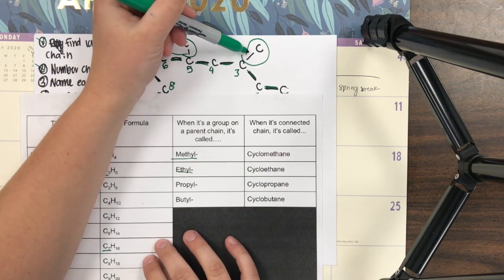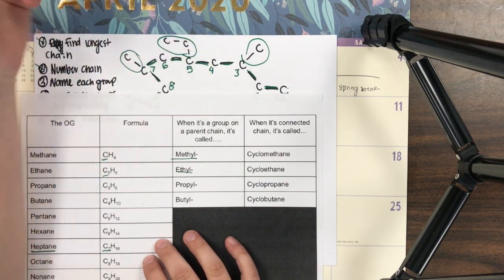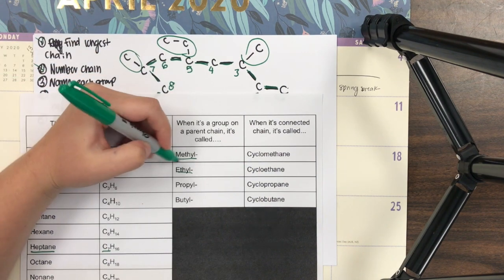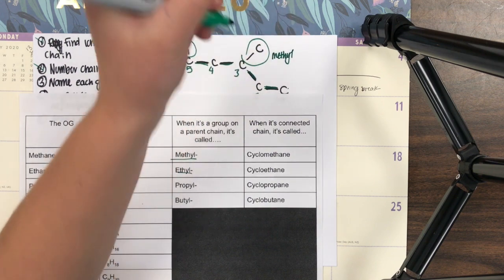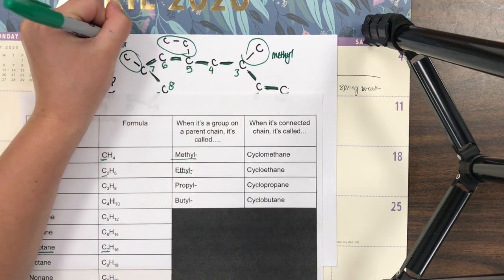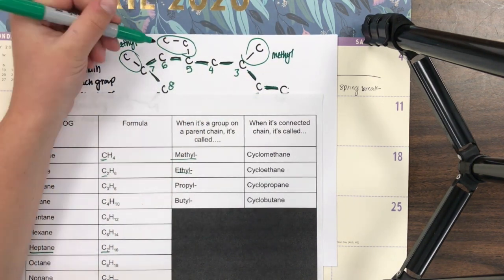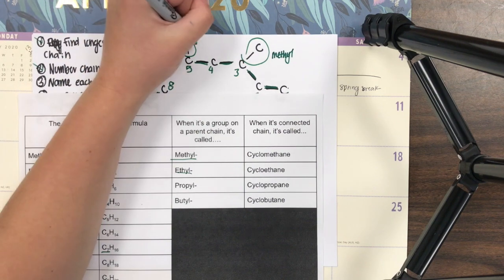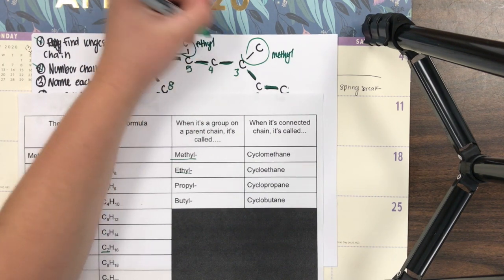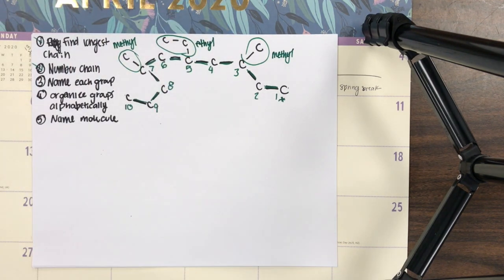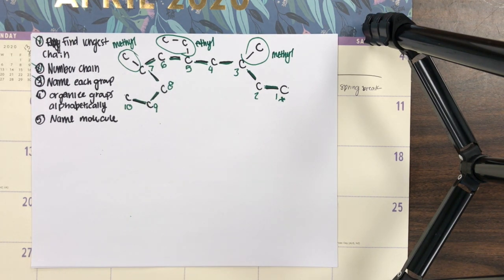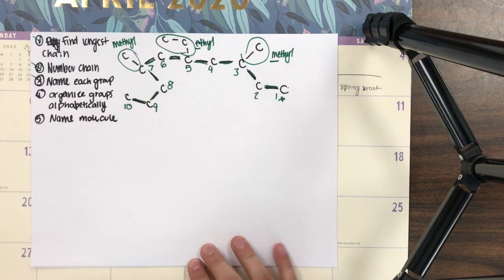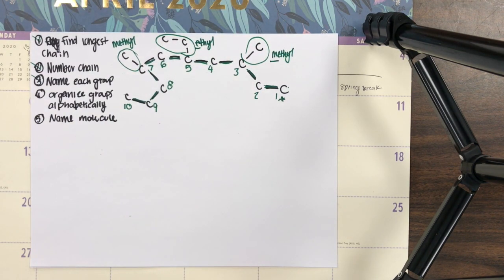For example, this one has 1 carbon, so I know it's a methyl group. This one has 1 carbon, so it's also a methyl group. So I'm just going to write that on here. You don't have to. And this one has 2 carbons, so that makes it an ethyl group. Okay, I have named each group. Now I need to organize the groups alphabetically. E comes before M, so I know my ethyl groups are going to come first.